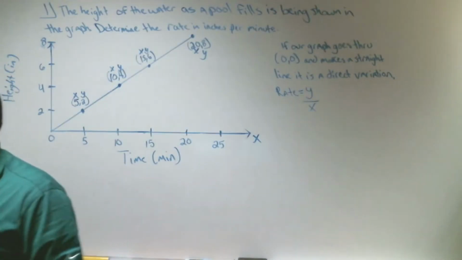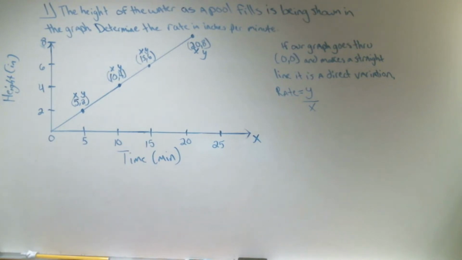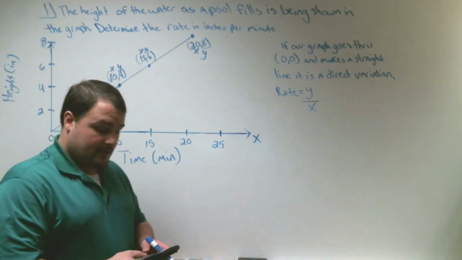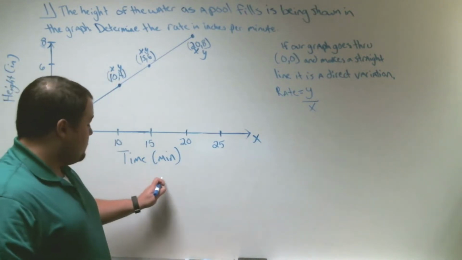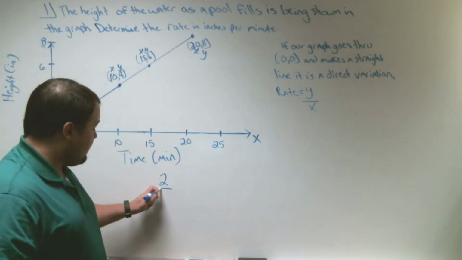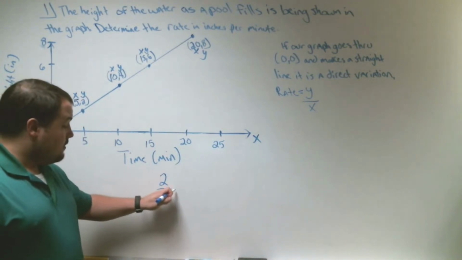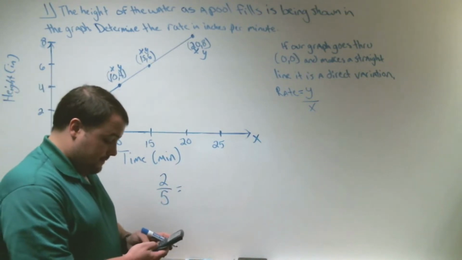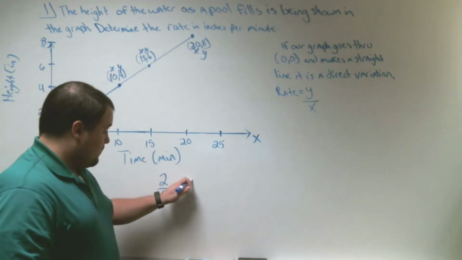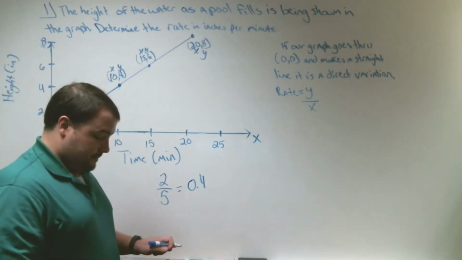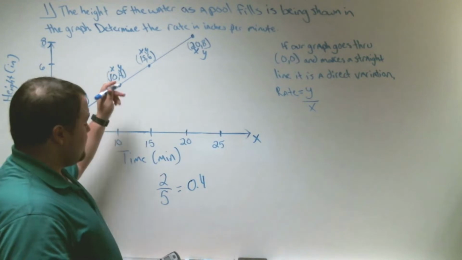Let's check that out. I'm going to grab my calculator. Alright, got my calculator ready to go. Sorry about that. If I type in my calculator 2, because that's the y, divided by x, 2 divided by 5, that equals 0.4.